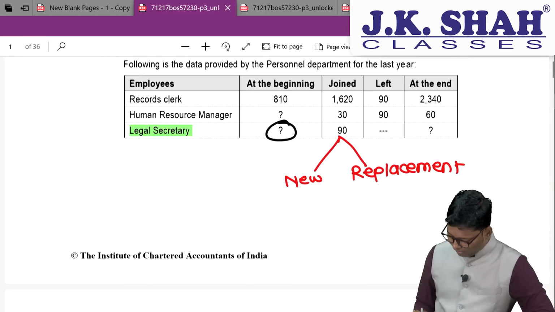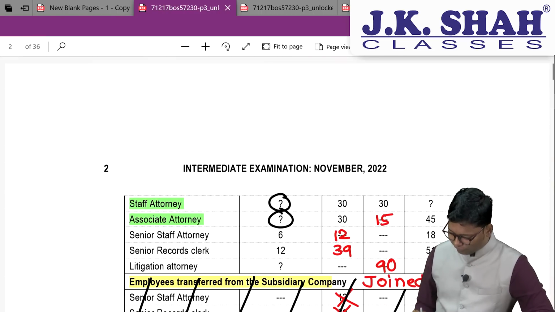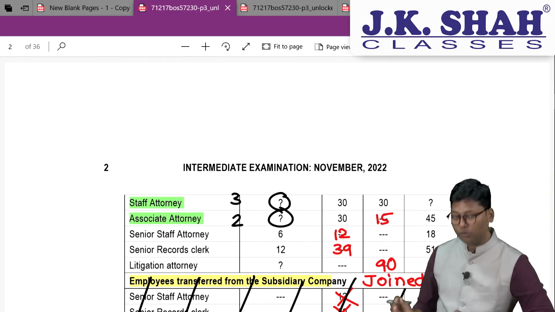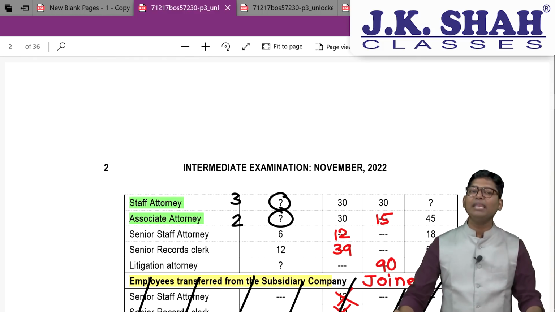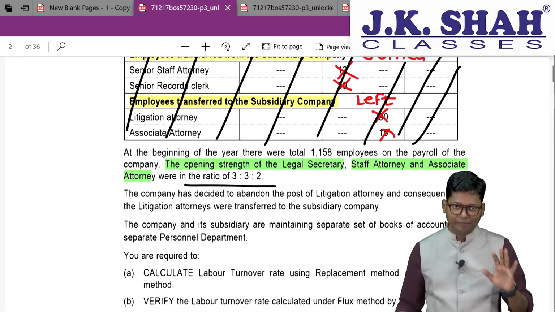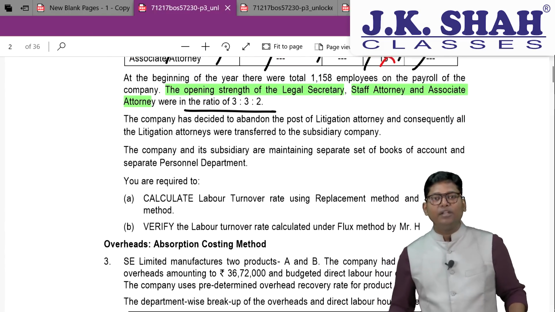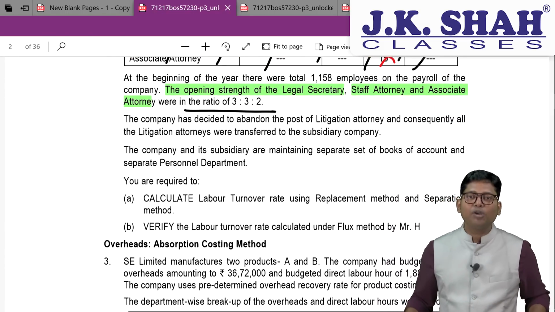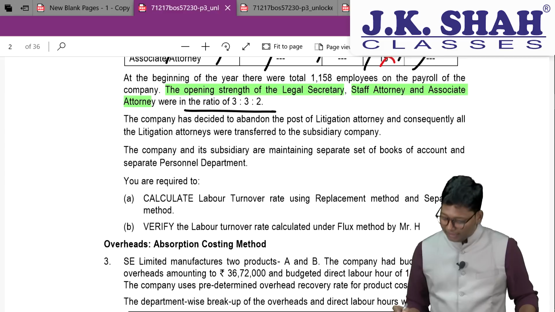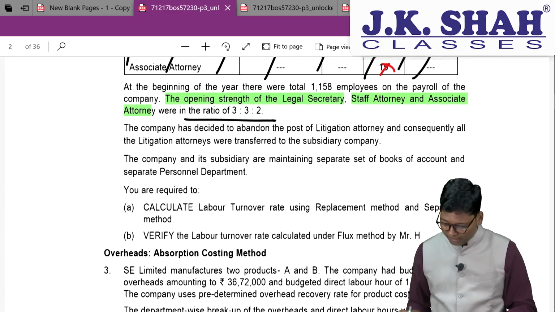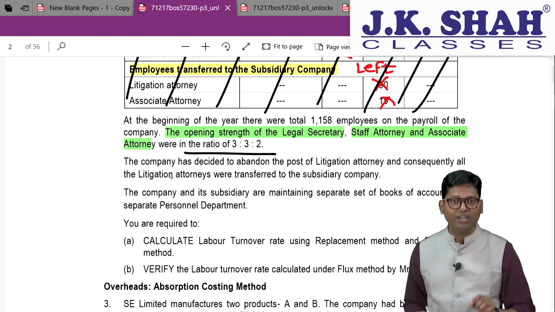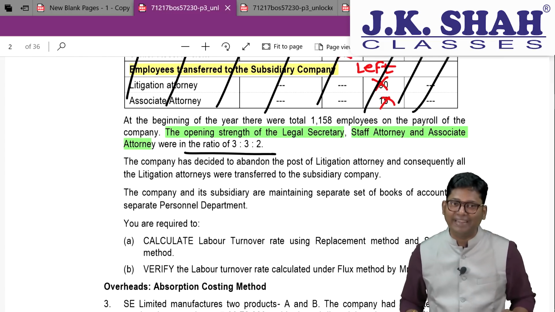3:3:2. So we are going to calculate them in the proportion of 3:3:2. Out of this 3, if any one number comes, easily remaining numbers can be computed. Easy. The company has decided to eliminate the post of litigation attorney. Litigation attorney post has been abandoned, that is eliminated. That means no more employee will be working on this particular post at the end of the year.